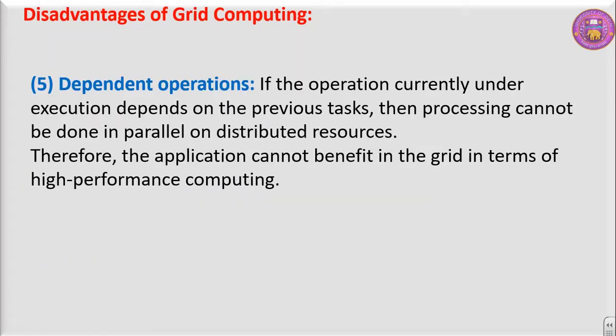Fifth disadvantage is dependent operation. If the operations currently under execution depend on the previous task, then processing cannot be done in parallel on distributed resources. Therefore, the application cannot benefit in the grid in terms of high performance computing if the operations are dependent on each other.